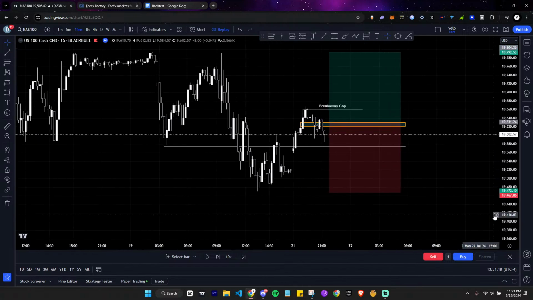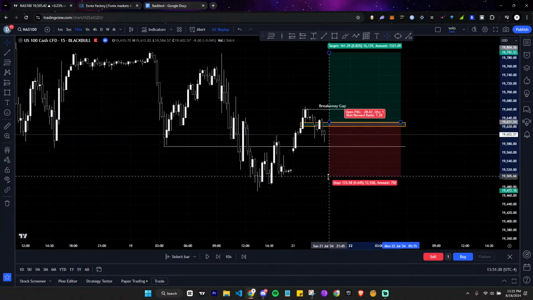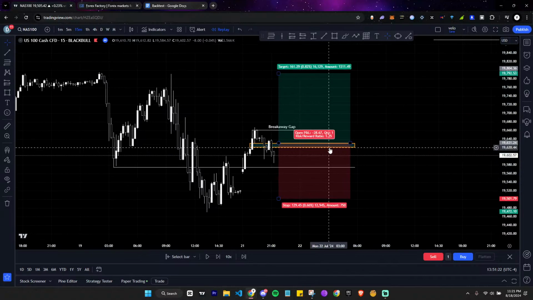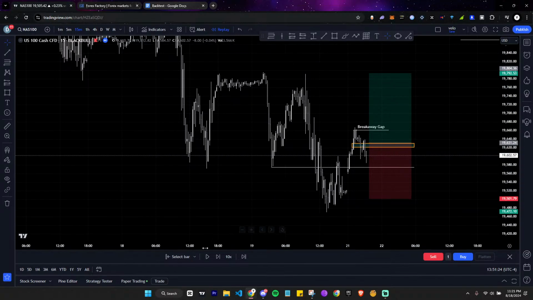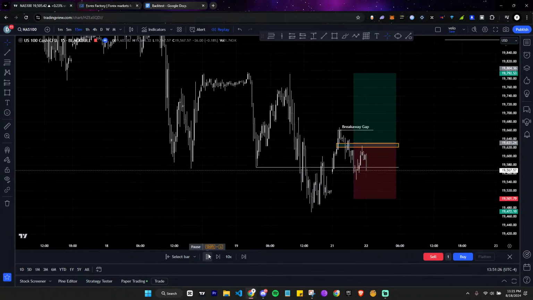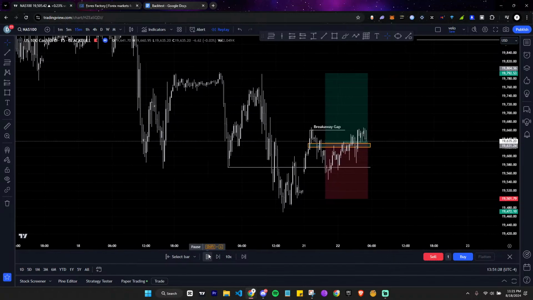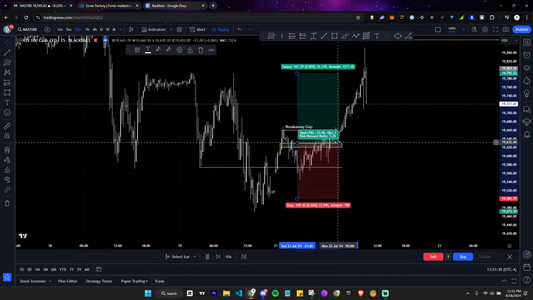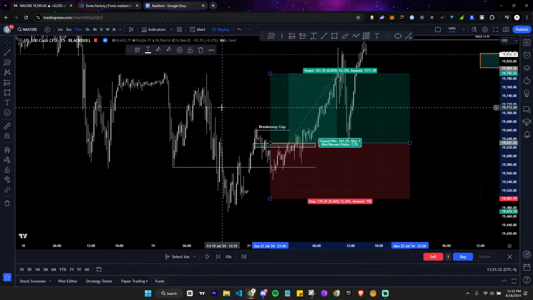But even if we do consider order flow and reduce our stop loss for a higher IRR, we get a 1.25. Let's see if this plays out. We hit TP.